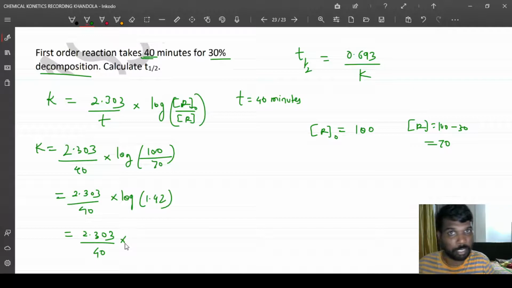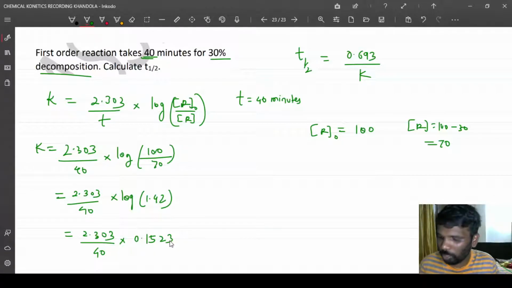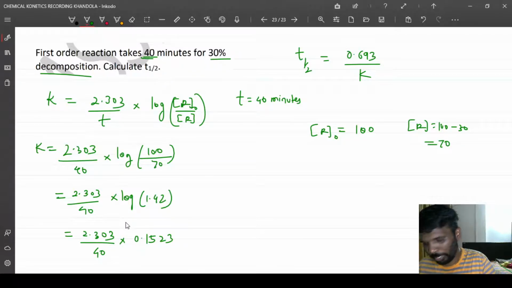Okay, and this time exams will happen. I don't think that exams are not going to take place. It is going to take place. So log of 1.42 can be written as characteristic 0, then 14 under 2, 1523. Yes, this is the log of 1.42 that I am getting. So it is 2.303 multiplied by 0.1523. See, I am using a calculator.